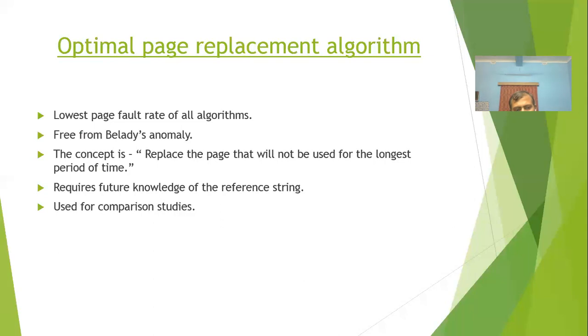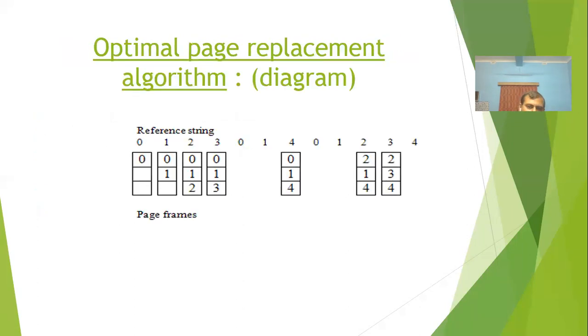So it requires future knowledge of the reference string, and it is used for comparison studies only. As future knowledge is not easily gatherable, it cannot be implemented practically. So it is mainly used for comparison purposes. So we will review this algorithm now.